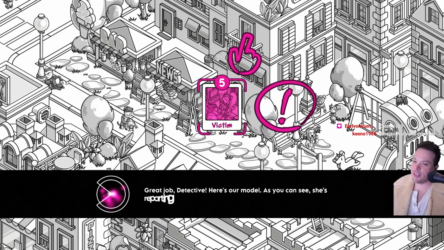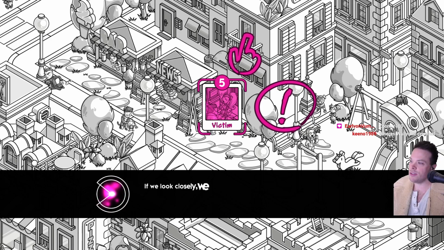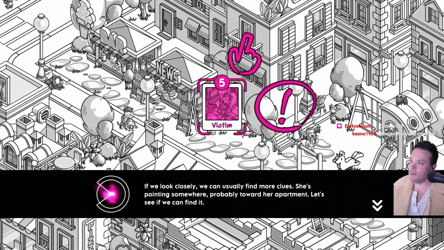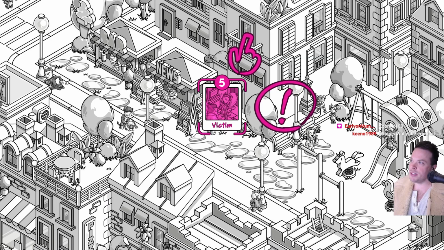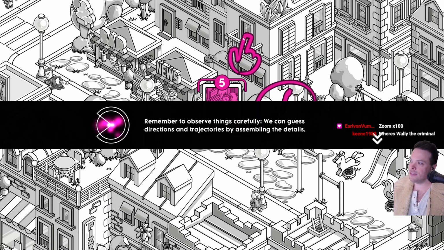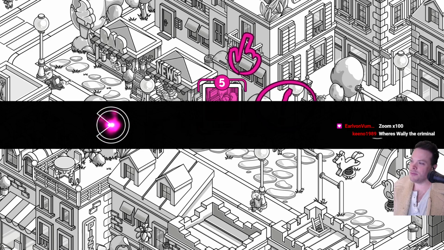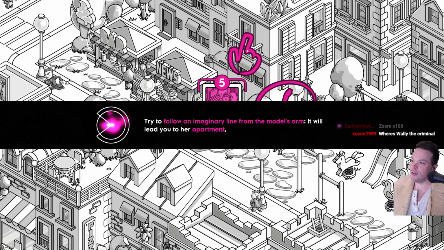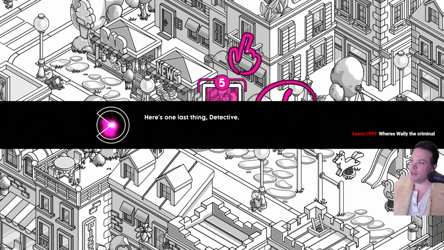Great job, Detective. Here's our model. As you can see, she's reporting the theft to a police officer. If we look closely, we can usually find more clues. She's pointing somewhere, probably towards her apartment. Let's see if we can find it. Remember to observe things carefully. We can guess directions and trajectories by assembling details. Try to follow an imaginary line from the model's arm. It will lead to her apartment.